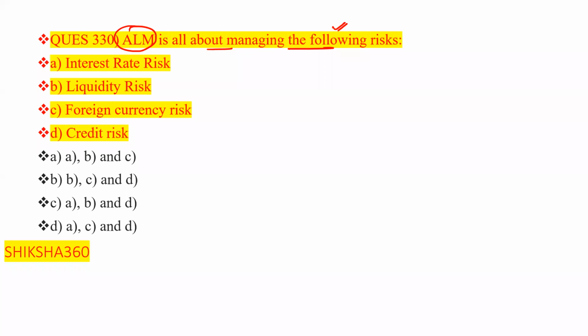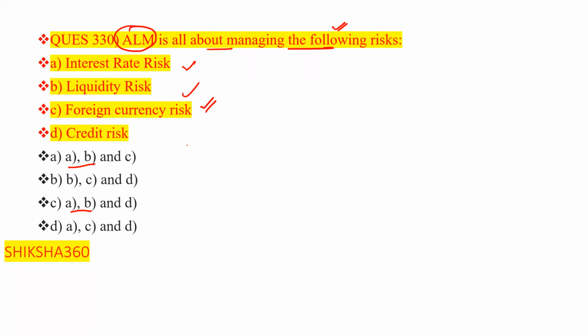So asset liability management: first one is interest rate risk, so this one is correct. Under that we have to manage the interest rate risk also. Second one is the liquidity risk, it is also under asset liability management. So the first two are correct here, A and B. Next one is the foreign currency risk.